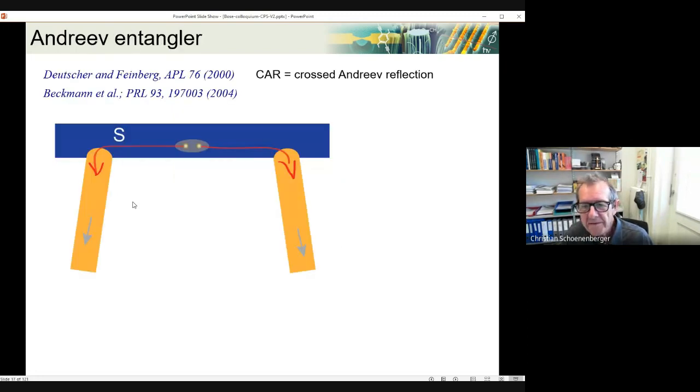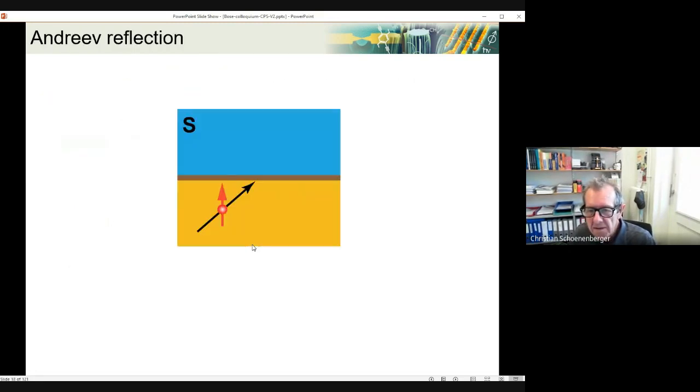Now, to describe this in a more quantitative way, because now comes the term Andreev reflection, I should quickly introduce this to you. This is a slide where I try to explain it. Andreev reflection is a process where we think the other way around. Before, I was thinking you start in the superconductor and you transfer electrons to the normal state. Now we think the other way around.